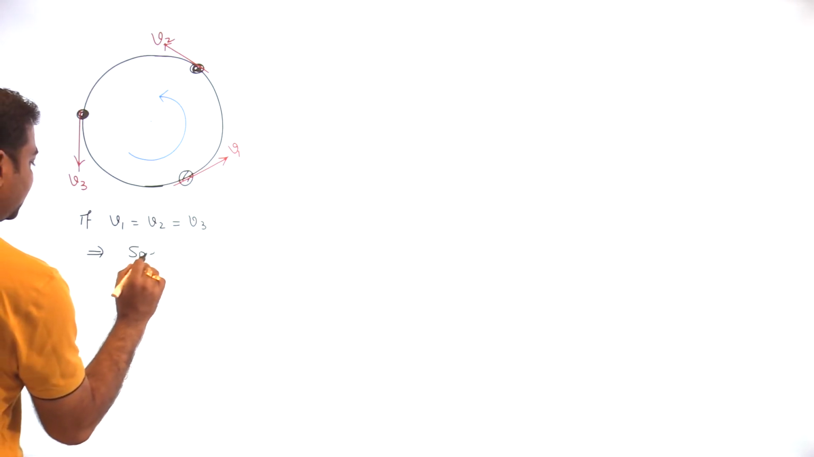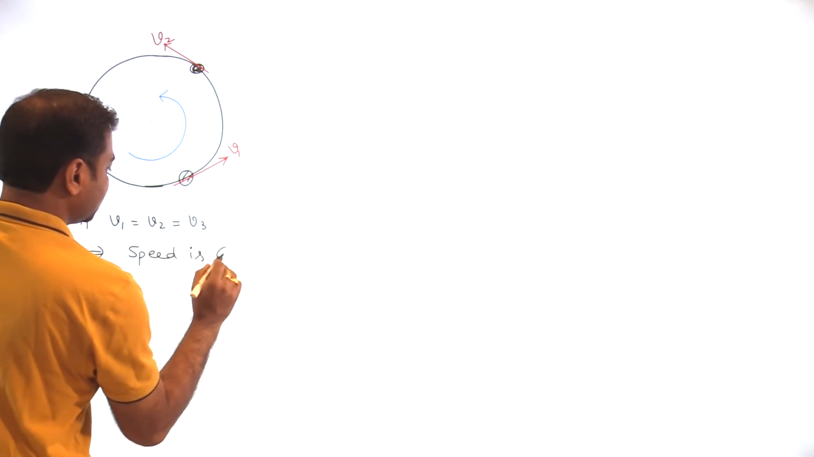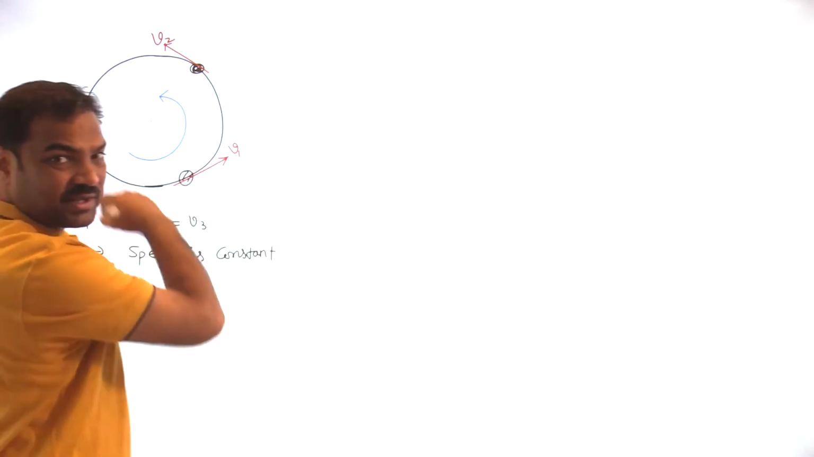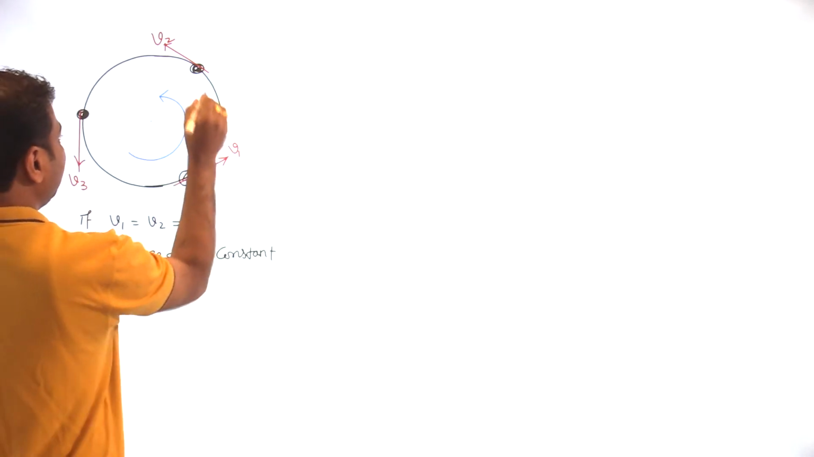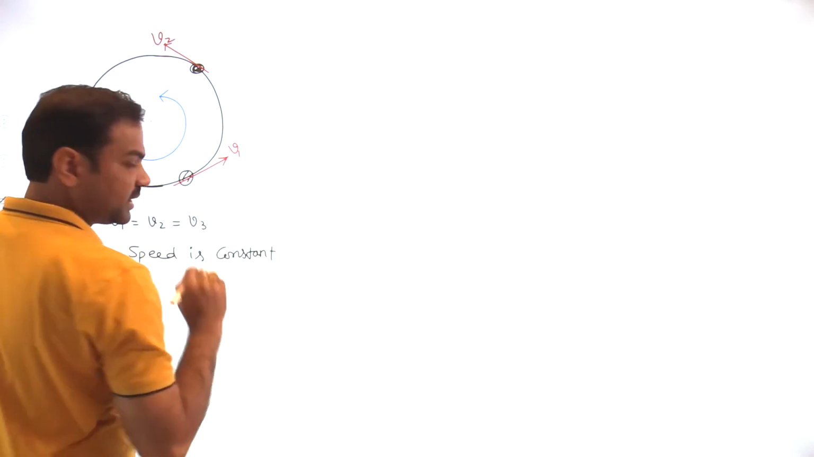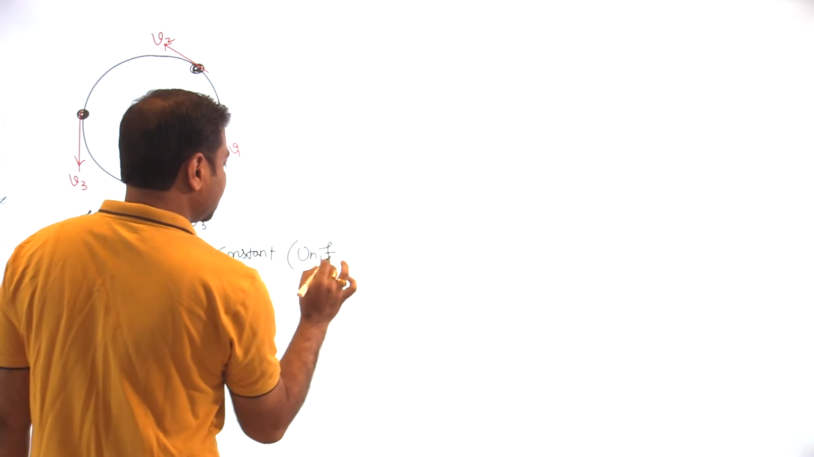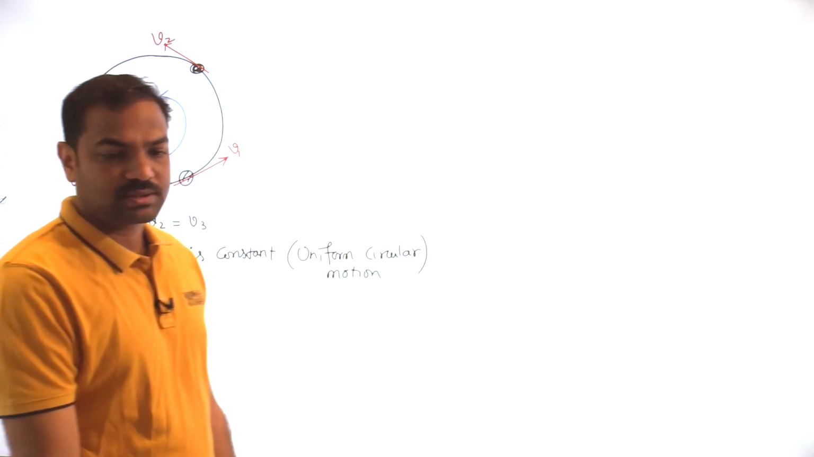That means speed is constant. I have taken only 3 instants. You can take every instant, everywhere. At each and every point of the circular path, speed is constant. If speed is constant, we call it uniform circular motion. Understood? That's called what?